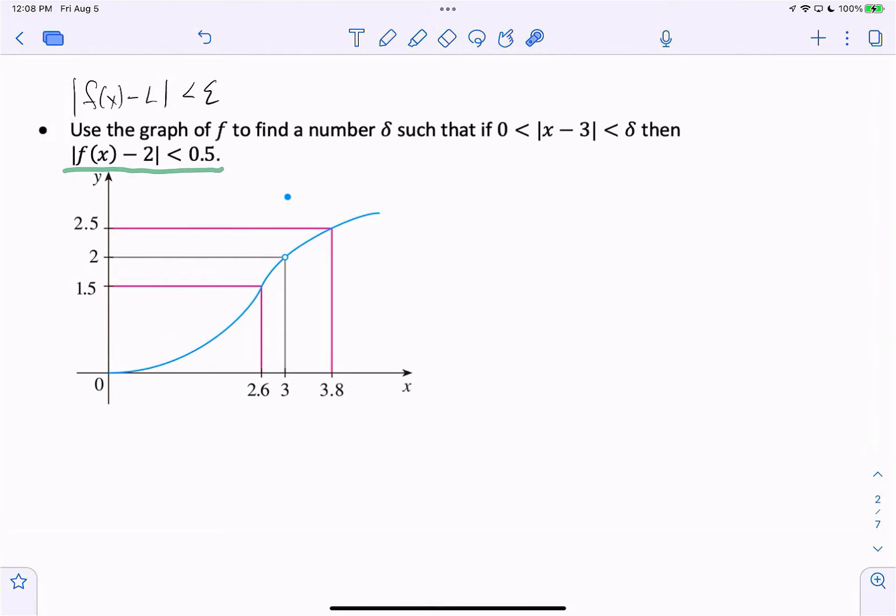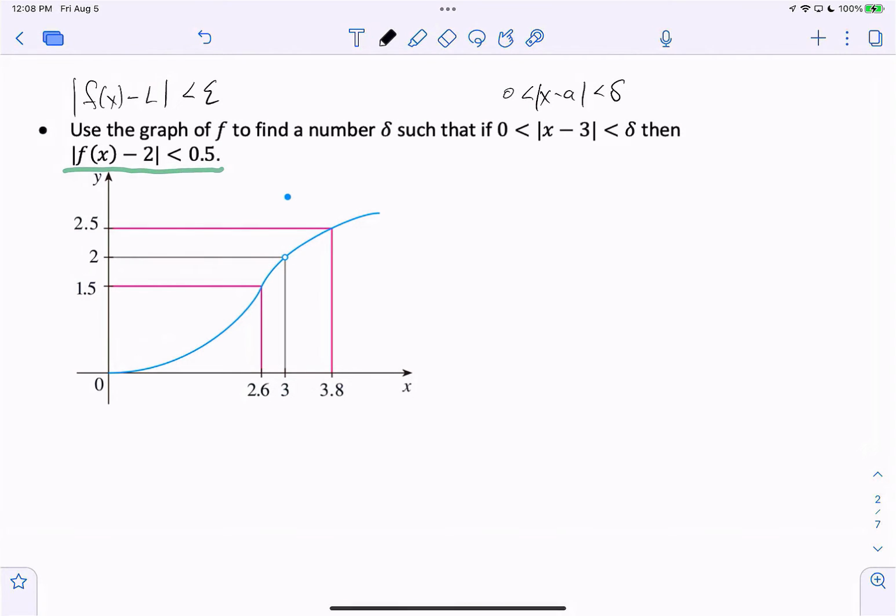Now on the x-axis, what we have is a point of interest where x is equal to 3. And what we see over here is an inequality. The absolute value of x minus 3 is between 0 and delta, and those are strict inequalities. And this is the part of the definition of a limit where we have x minus a in absolute value is positive and less than delta.